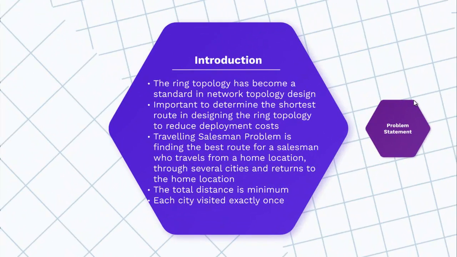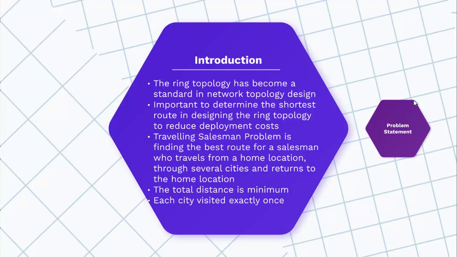As you know, today the ring topology has become a standard in network topology design, especially on optical networks. How to find the minimum cost to connect all the nodes to create a ring topology network is the challenge. It is important to determine the shortest route in designing the ring topology to reduce development costs. This problem is known as the traveling salesman problem, or TSP.